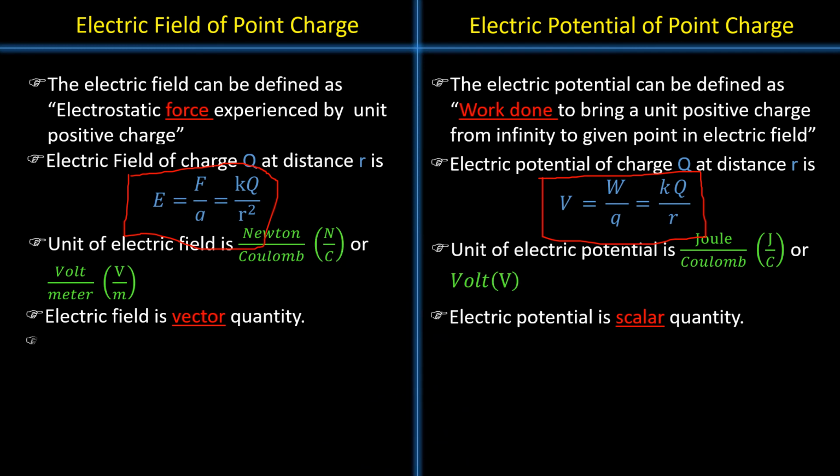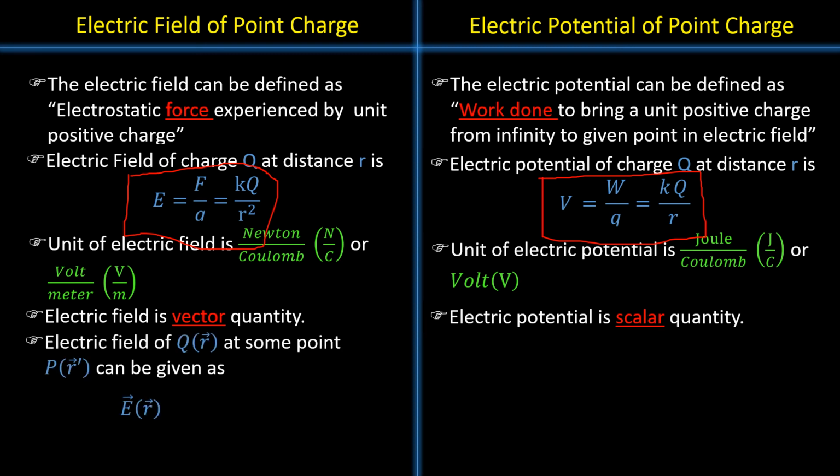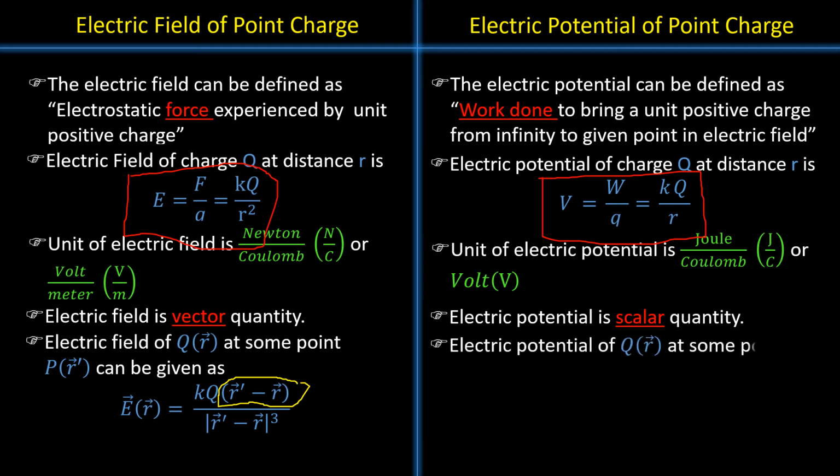So electric field can be given as KQ times R prime minus R, over the cube of its mod. We don't have terms corresponding to this direction in potential. So when you are writing electric potential, it is expressed as KQ by mod of R prime minus R. So this is the basic difference between electric field and electric potential.